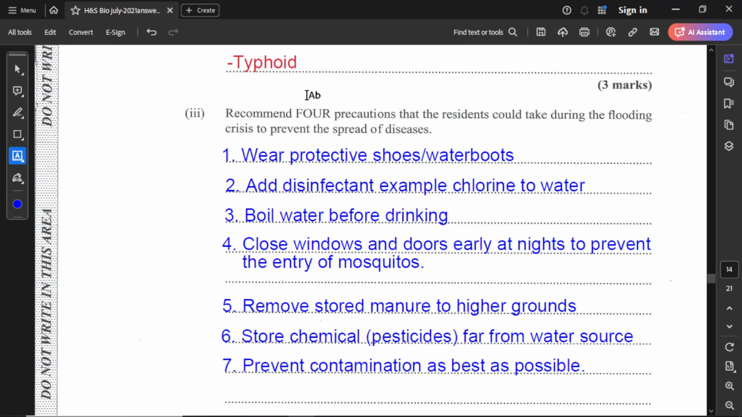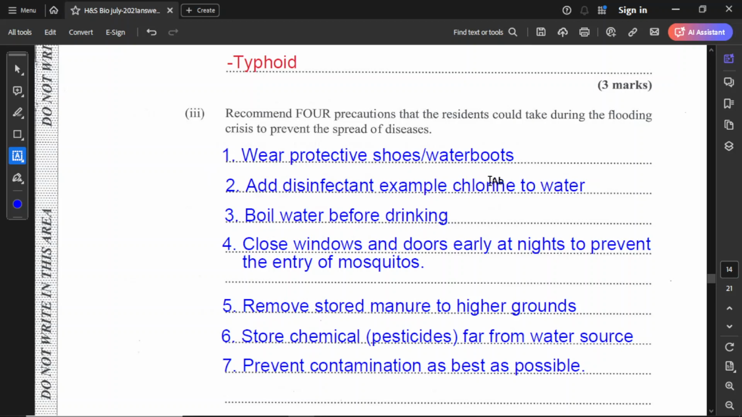For part 3, it asks to recommend 4 precautions that the residents could take during the flooding crisis to prevent the spread of diseases. And so we have 1, to wear protective shoes such as water boots. You could also add disinfectant, for example chlorine, to water.